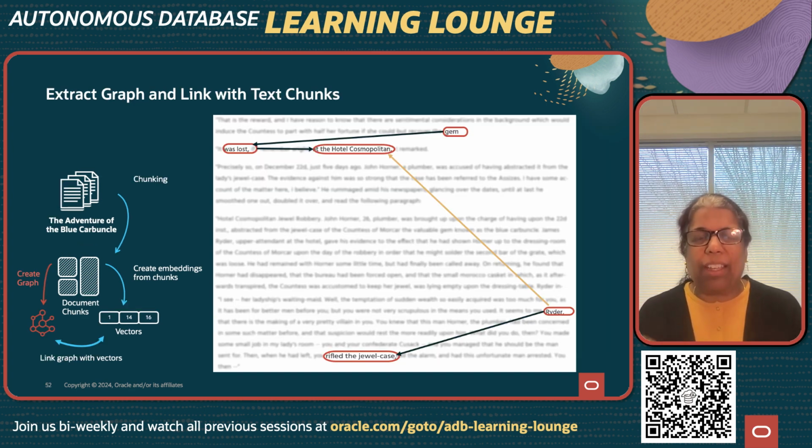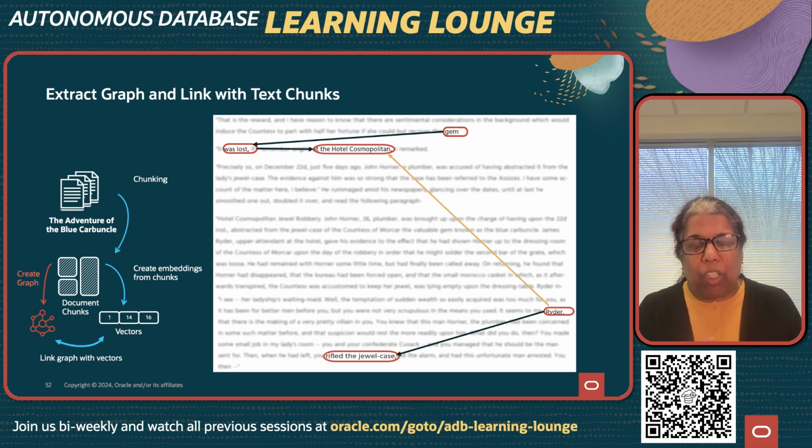And nowhere in the text does it actually say James Ryder stole the jewel, but it's implied in 100 different ways. So a human being reading this can easily figure out all the implications and the logical connections. But it never explicitly says anywhere that James Ryder stole the jewel, whereas it says John Horner stole the jewel. So how can we now use all of these facts in the rest of the story to identify the real culprit?